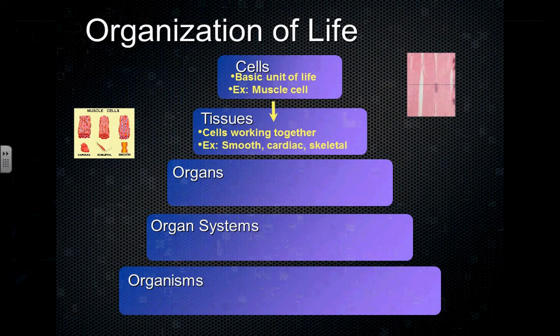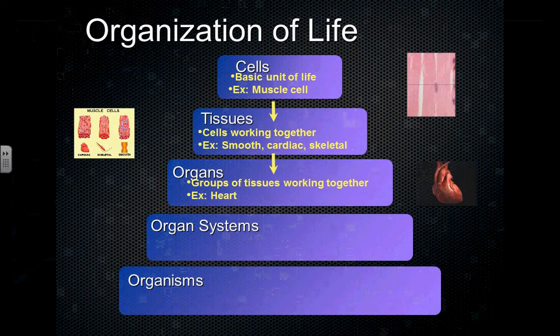All right? And then if we take a bunch of different types of tissue and they work together to do a certain job, they form an organ. For example, muscle tissue in our heart, along with nervous tissue, forms an organ, like our heart. It's made of several types of tissue. It has a job to do. These tissues are working together to pump blood throughout the body.